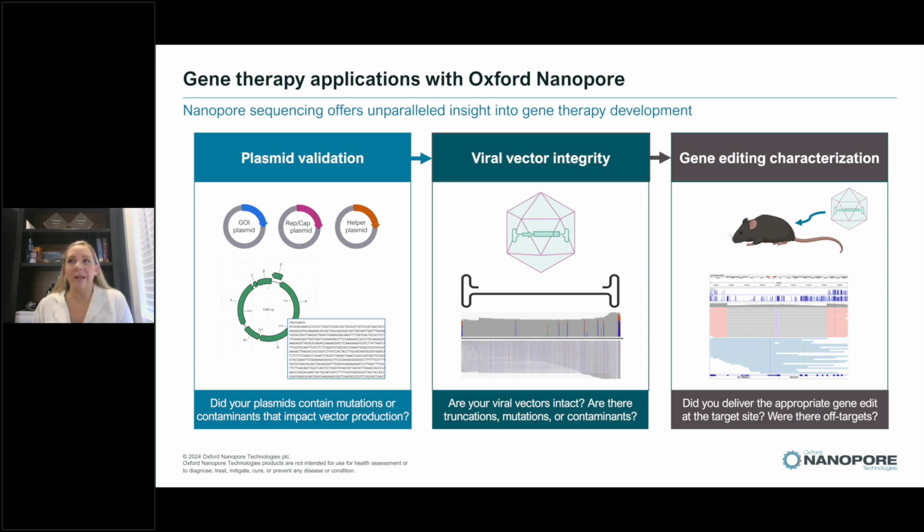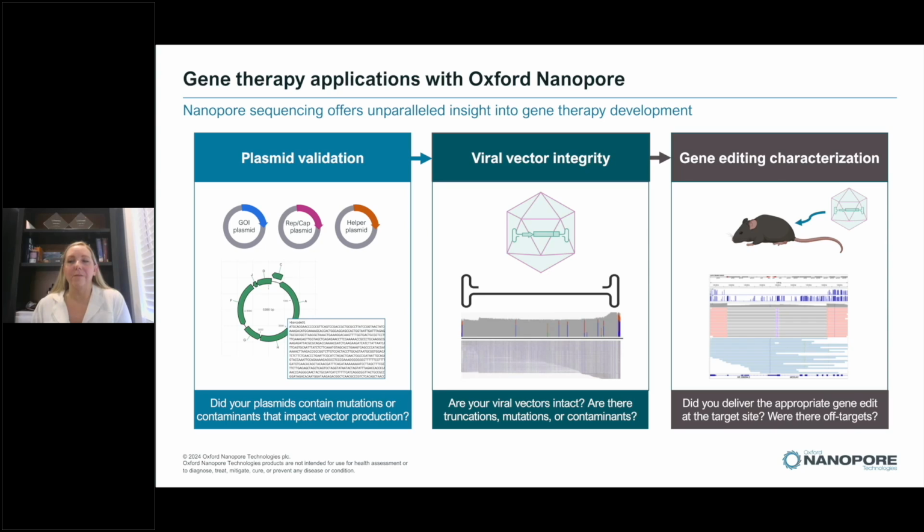Rapid whole plasmid validation using nanopore sequencing allows for accurate detection of mutations, not only in the transgene, but also in the vector backbone, whilst revealing contaminants that could negatively impact production. AAV vector quality control with Nanopore assesses integrity of viral genomes from ITR to ITR, identifying aberrant mutations, potential truncations, chimeras, and other contaminants.